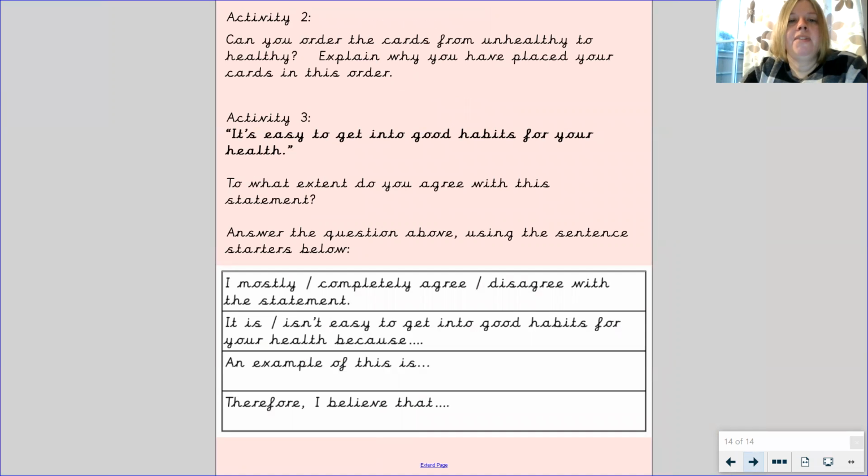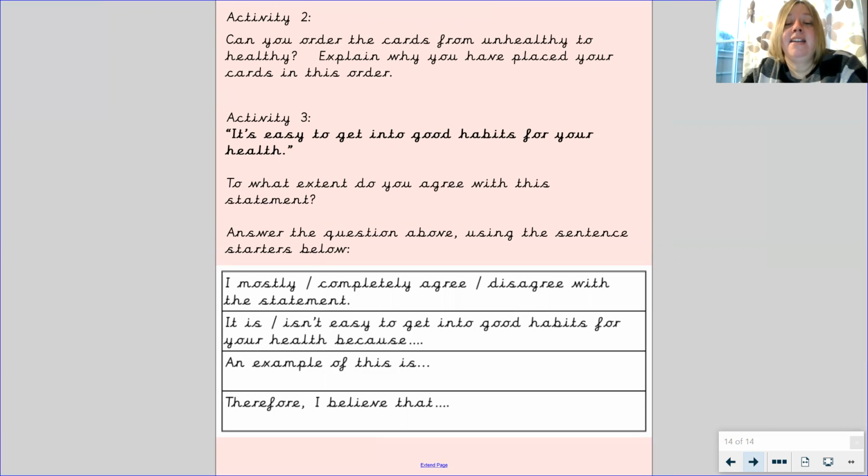Activity 3. It's easy to get into good habits for your health. You've got to decide if you agree with this statement. You've got to answer the question, and I've given you some sentence starters to help you. So I completely agree, I disagree with the statement. So that would be how you would start your answer.